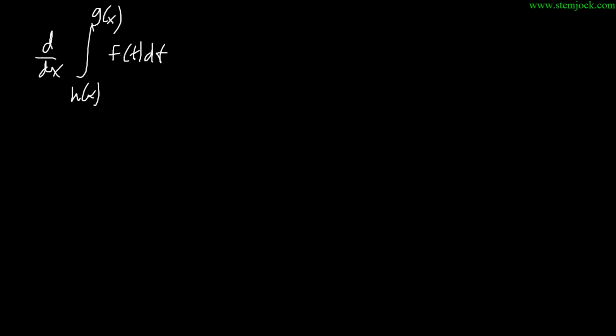Now, in order to evaluate this expression, we need to make use of the fundamental theorem of calculus, part 1, that says that if we take the derivative of an integral that goes from a constant c to x, f of t dt, this is equal to f of x. It basically says that the derivative and integral are inverse operators, so it cancels out, leaving only f of x.